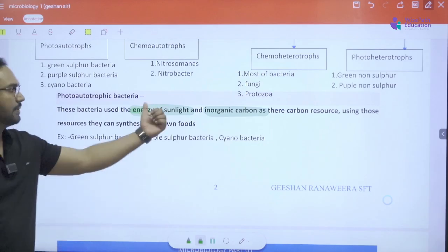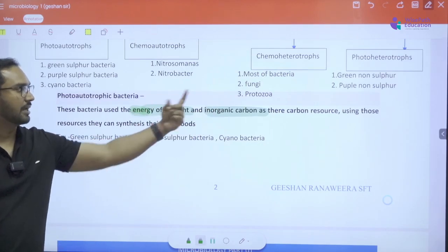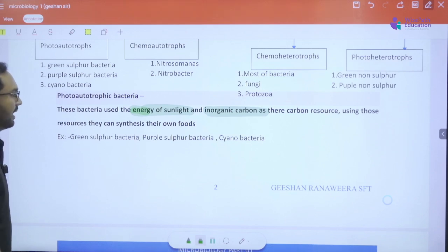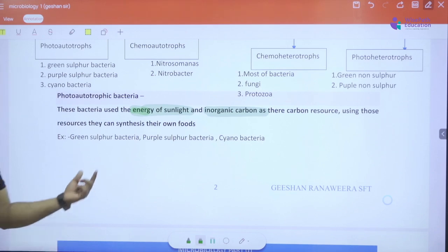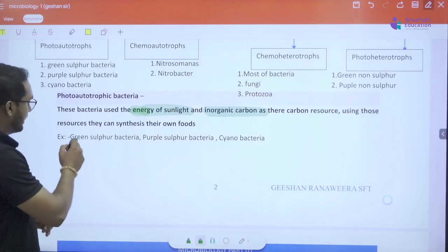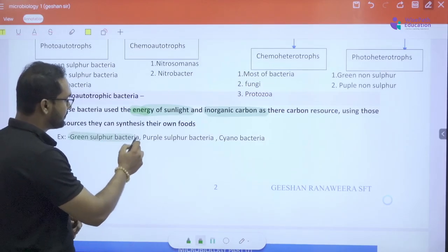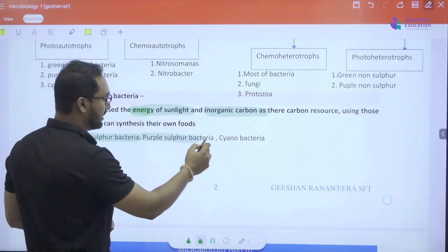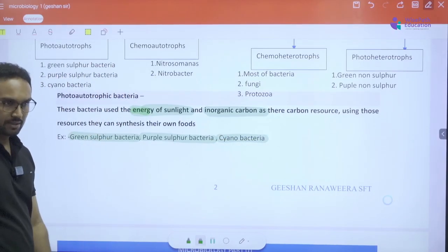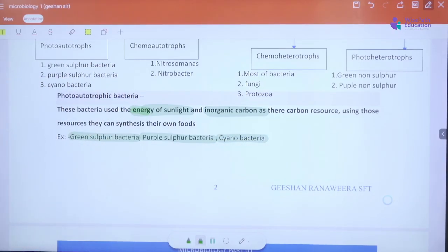හරි මේ දෙන්න තමයි important. Energy resource එක sunlight, carbon resource එක inorganic carbon. And what are the examples? මේවා MCQs වල නිතර අහනවා. මොනවාද examples? Green sulfur bacteria, purple sulfur bacteria and cyanobacteria, right? These are the examples.